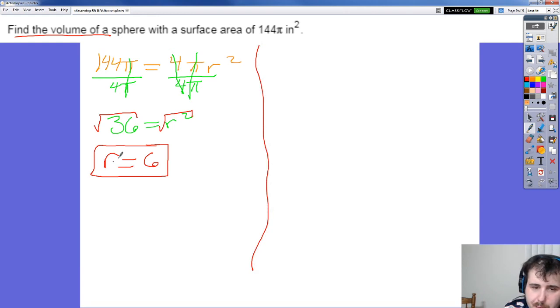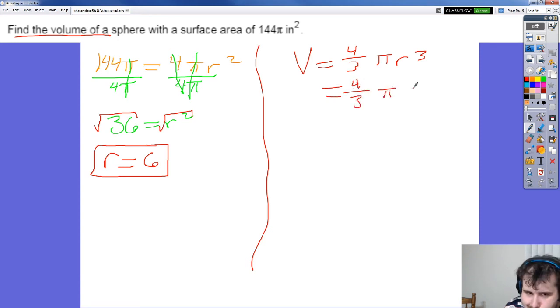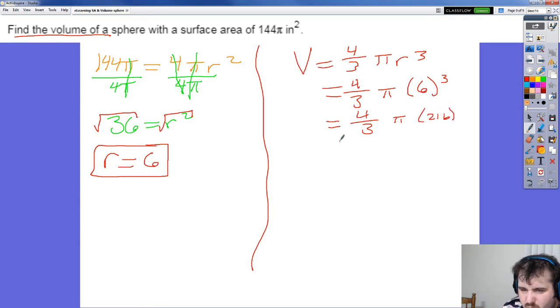Hey, simple, right? And these are the numbers that you're going to be more likely to see, like just a whole number, 6. Well, this is going to be easy, right? Volume is 4/3 pi r cubed. Well, let's cube 6, which I think is 216. Yeah, that sounds about right. 6 cubed, 4/3 of 216. And we're going to go ahead and do that.